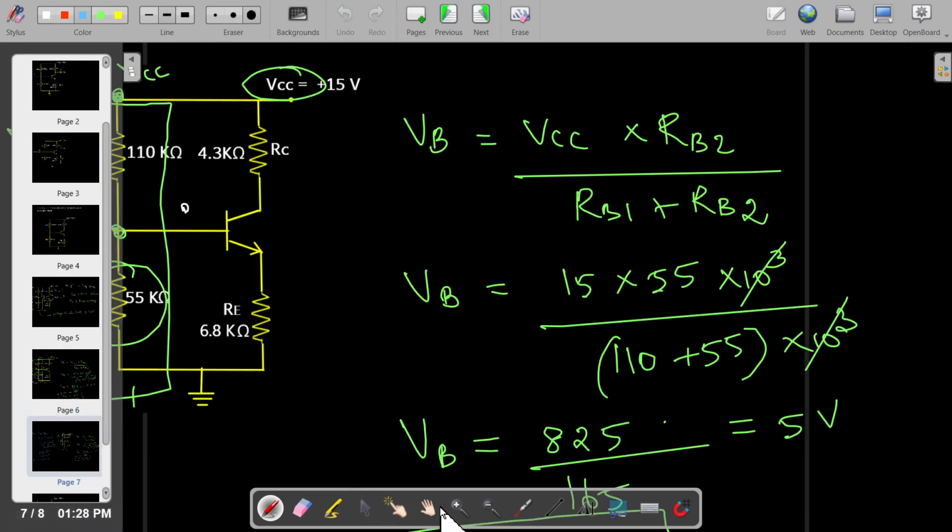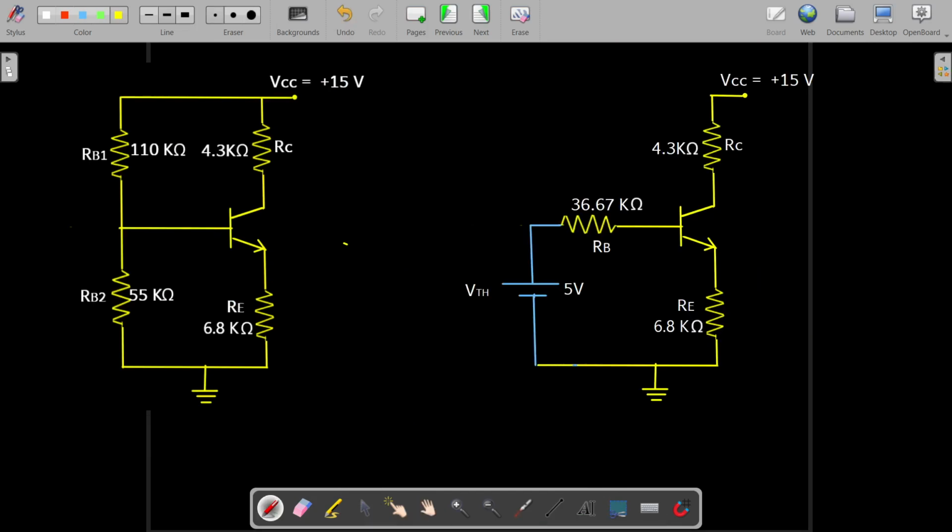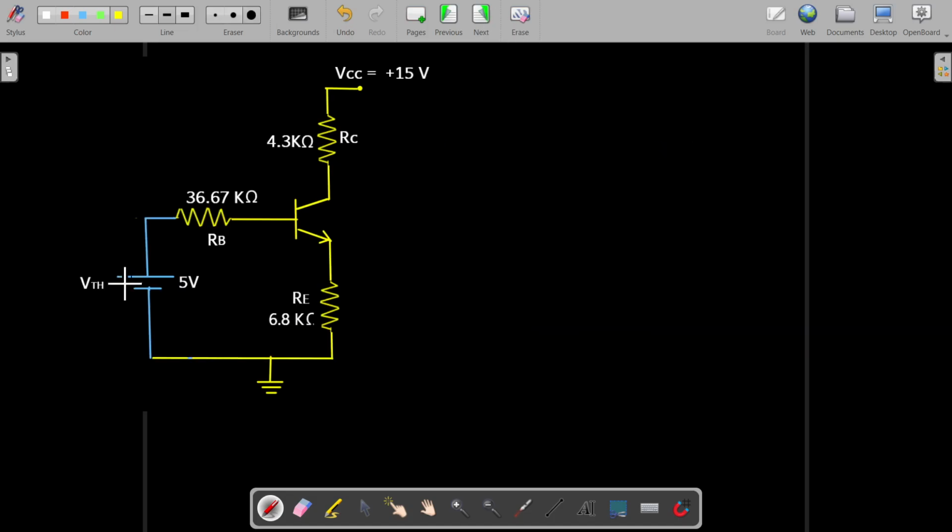So once we found out this value, we can replace the circuit. So now we got this modified circuit with the equivalent Thevenin's voltage and the Thevenin's resistance RTH, which is nothing but now this RB, equivalent resistance. Okay, so these two values are here being substituted and we got the new modified circuit. So for this side we are going to write the KVL equation for the input side. So this is your input side.